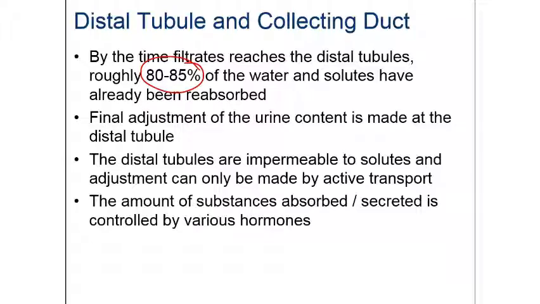The final adjustment of the urine content happens at the distal tubule and collecting duct, and typically these locations are impermeable to most solutes. You're only able to take things back through hormonal regulation. We're going to look at a few hormones that play a role in changing the permeability of the distal tubule and collecting duct, and therefore affecting the kind of substance that you're able to reabsorb.